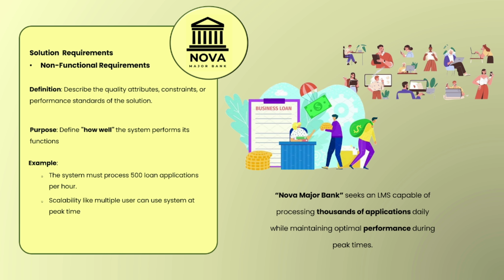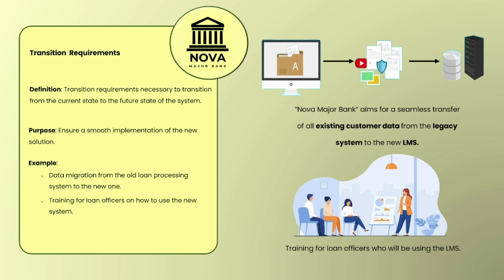Now let's check the next requirement. Transition requirements. These are occasional requirements, not mandatory in every scenario. Let us check how it is defined. Transition requirements are necessary to transition from the current state to the future state of the system. Means whatever system we are developing, now they want to transfer the old system to the new system with some transition process. It ensures a smooth implementation of the new solution.